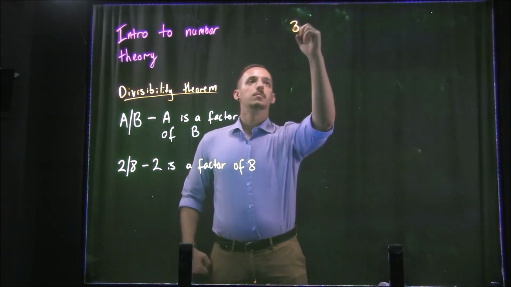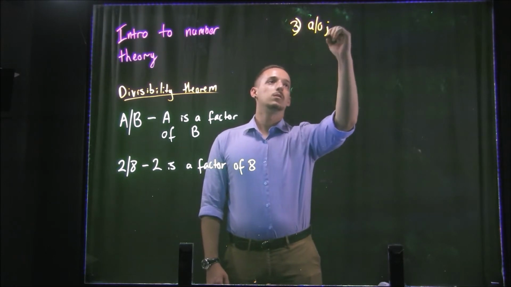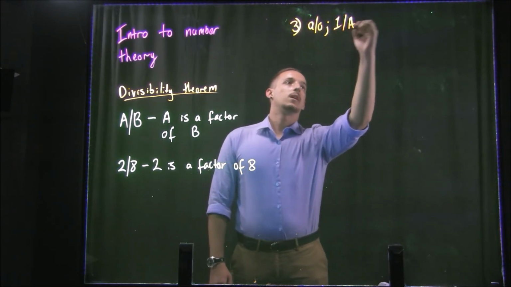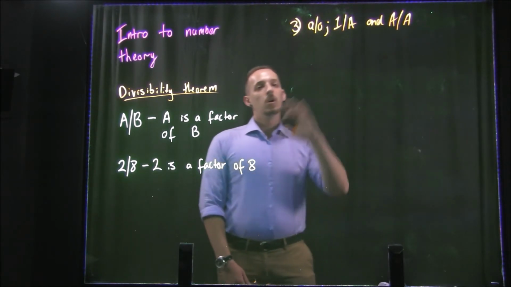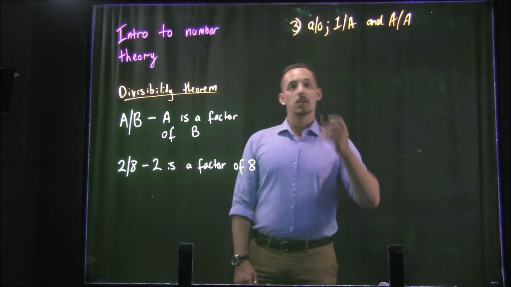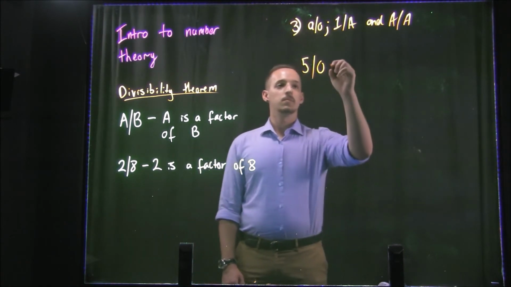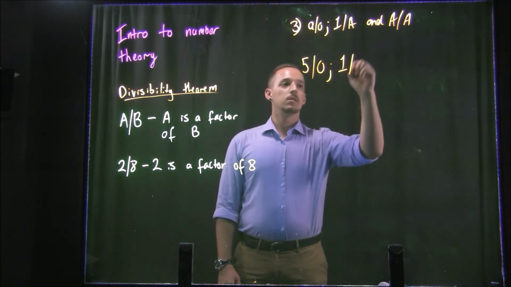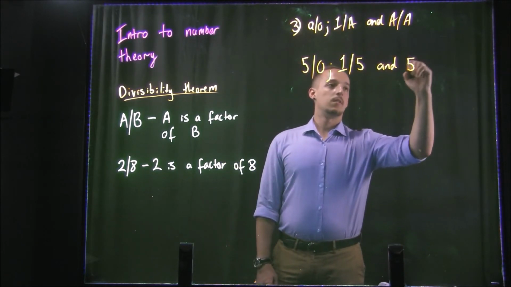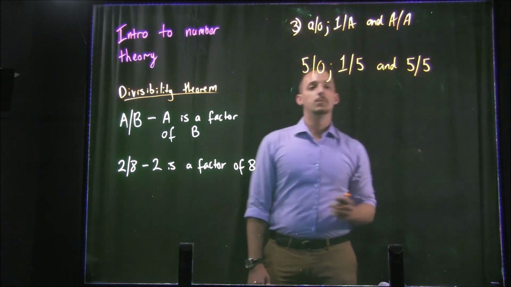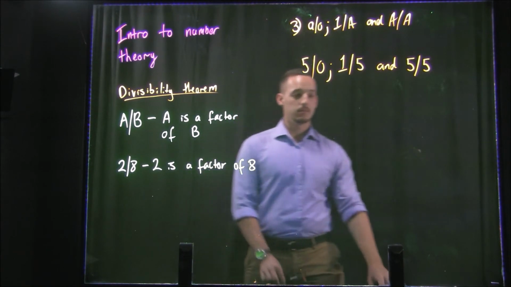Number 3. A is a factor of 0, 1 is a factor of A, and A is a factor of A. What this means, I'm going to use number 5 as an example, is that 5 is a factor of 0, 1 is a factor of 5, and 5 is a factor of 5. That's all that rule means, nothing more, nothing less.